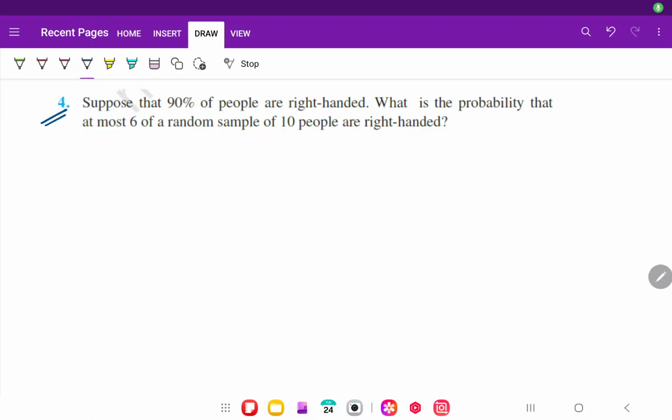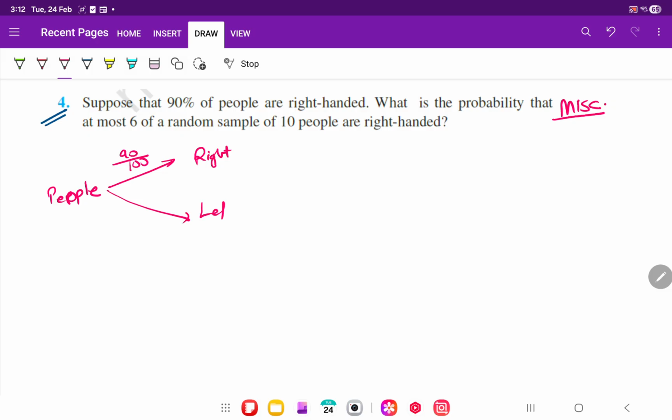This is the fourth example from the miscellaneous exercise, NCERT Probability. They are saying 90% of people are right-handed. Let me make a table. So there are people. How many are right-handed? 90%, correct? And how many will be left-handed? That means 10 by 100, correct? So if we write, it is 9 by 10, and this is 1 by 10.